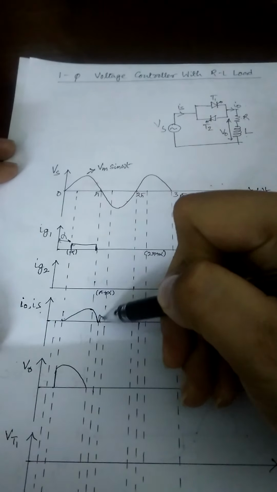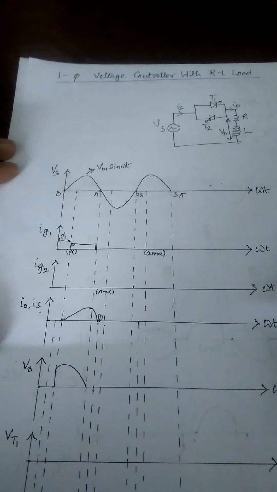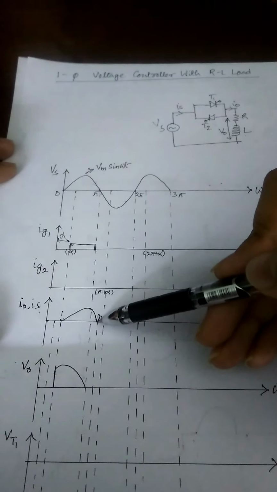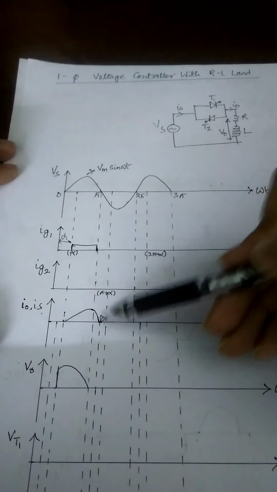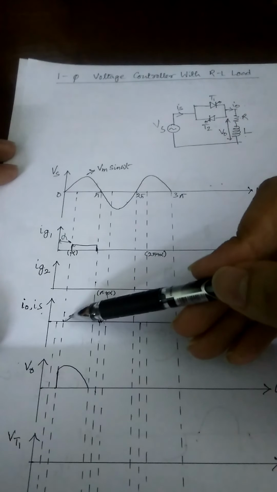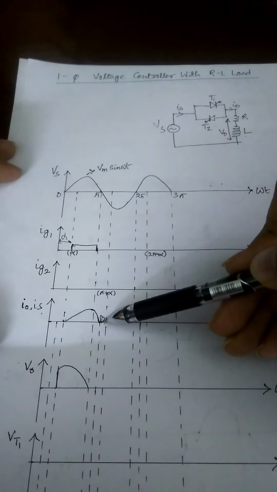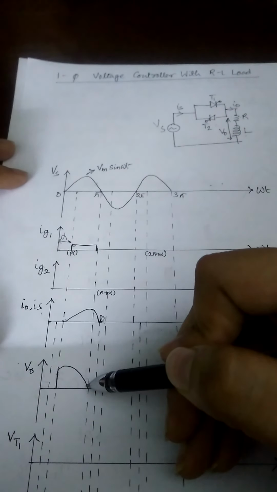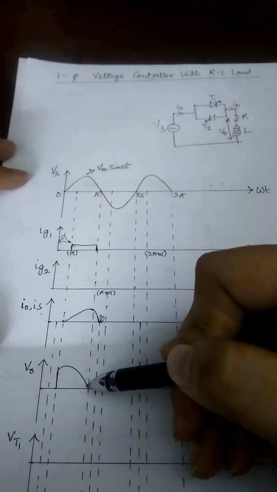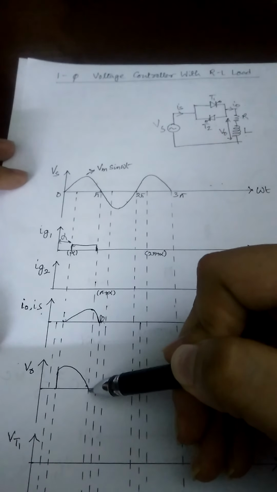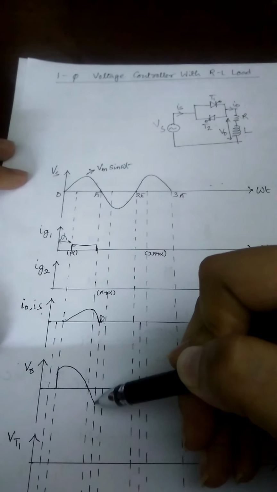So this is beta, where this beta is greater than pi. At this beta point, the load current reaches 0, and so obviously my load voltage is also now going to be in zero conditions.